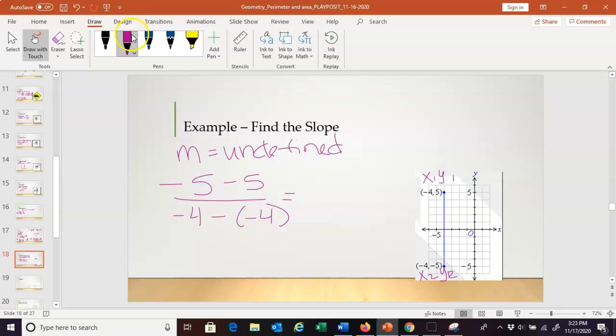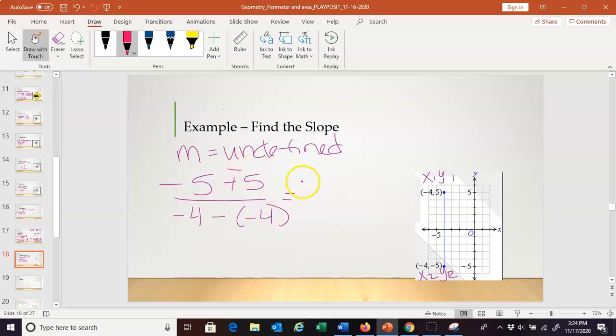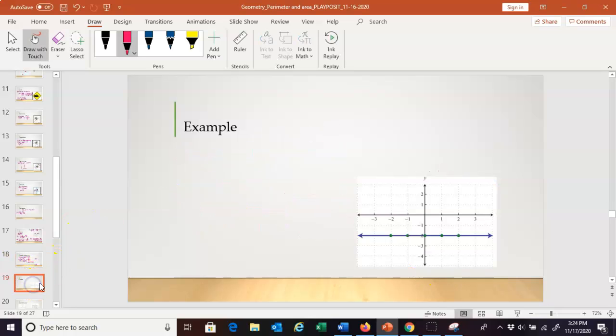Let me grab a different color. So keep, flip, change. So we have negative 10 over 0. So this is where you probably learned at some point that you can't divide by 0. It's not allowed. And it's not allowed because it doesn't make sense, right? You can't have 0 groups of negative 10. And if you were to plug this into your calculator, it would tell you undefined, or it would say error. So this is undefined. And we know vertical lines are undefined. So perfect, it matches up with what we thought.